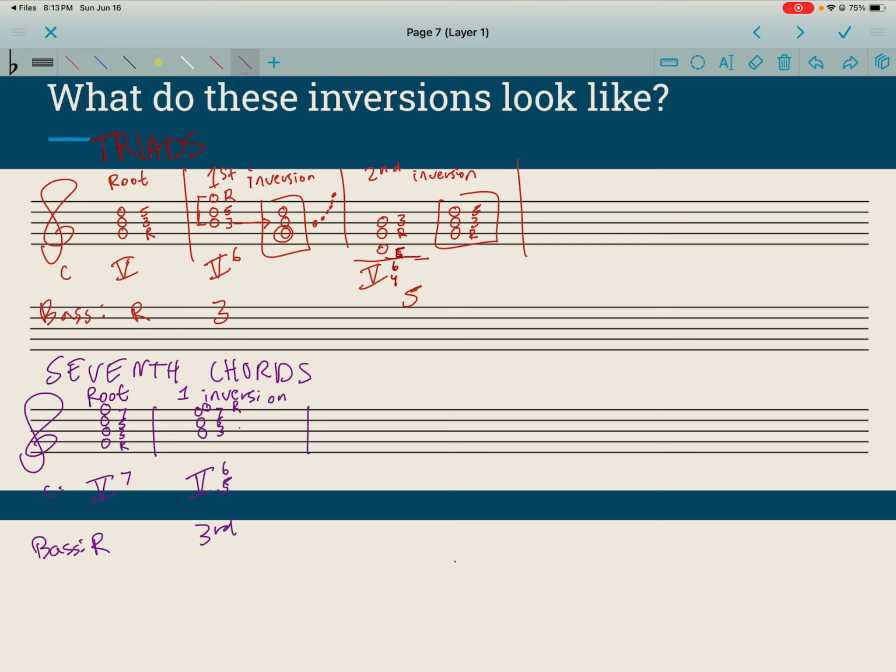You have that crunchy 2nd there between the 7th and the root. And then we have 2nd inversion, which, guess what? Pitch is in the bass. If you said the 5th, you would be absolutely correct. And my 5th is a D, so I'm going to do a D and F. I'm going to do a B and a G.